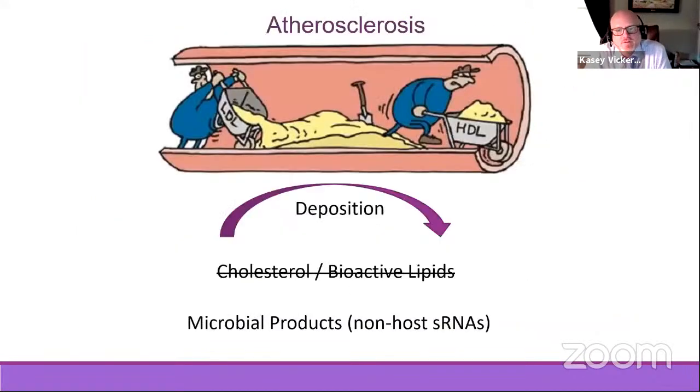So if we were to start with our cartoon of atherosclerosis, for years we've used this deposition slide where LDL will deposit cholesterol and bioactive lipids in the arterial wall, and HDL will come by and remove those. So it's a very similar story. The parallel here is that we think that LDL can deposit microbial products in the arterial wall, and that HDL can remove them. So it's very similar to the cholesterol story, but just in a parallel track.